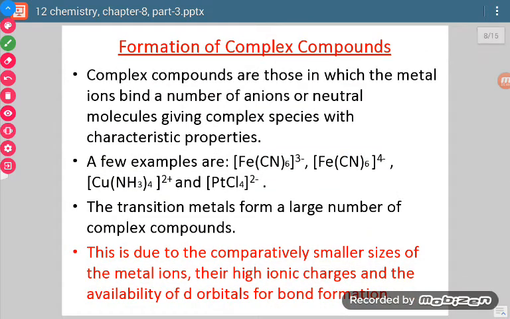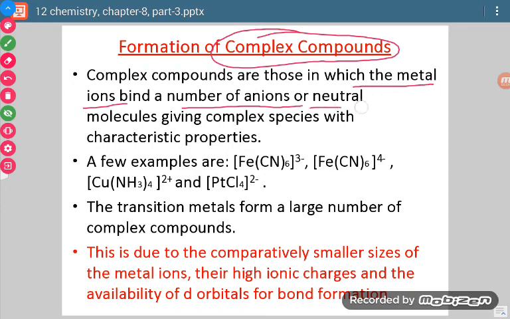Now the next property is formation of complex compounds. Complex compounds are given one more name, coordination compounds. Complex compounds are those in which the metal ion binds a number of anions or neutral molecules, giving a complex species. This is one of the examples.